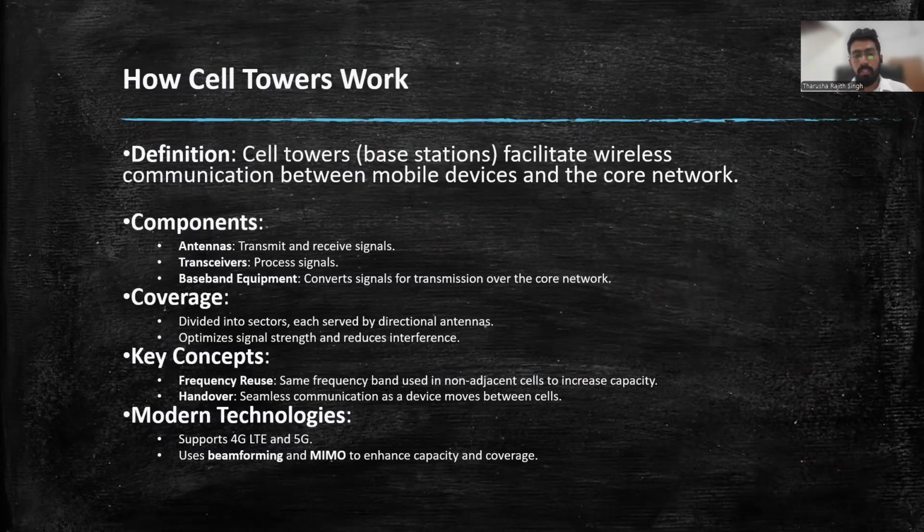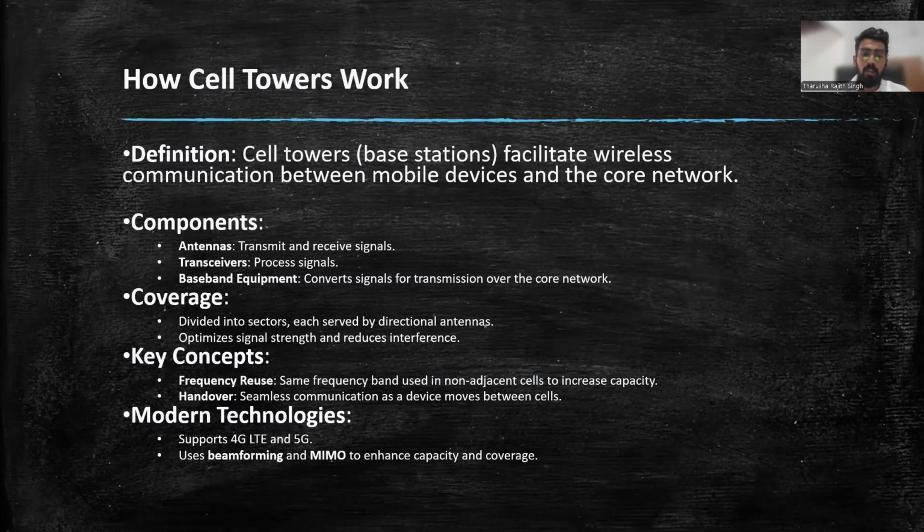So now let's discuss how cell towers work, which are the backbone of the cellular network. Cell towers, also known as base stations, facilitate wireless communication between mobile devices and the core network. So, what's a cell tower? A cell tower is a structure that houses the equipment needed to transmit and receive wireless signals. It consists of antennas, transceivers, and baseband equipment.